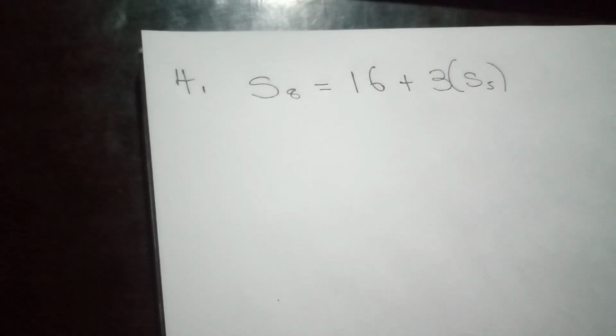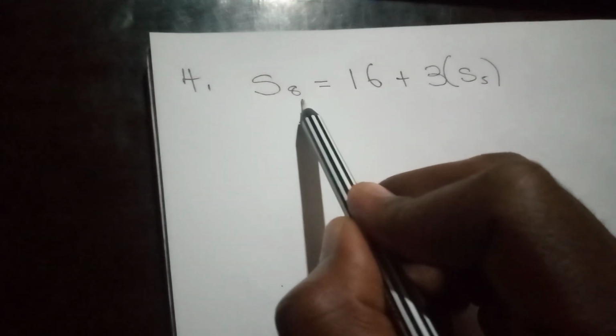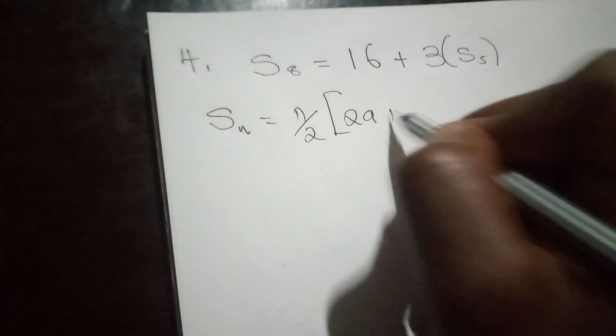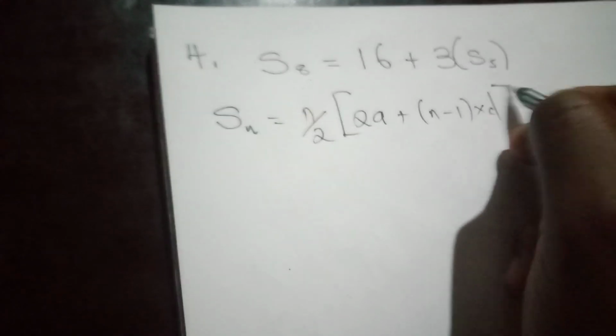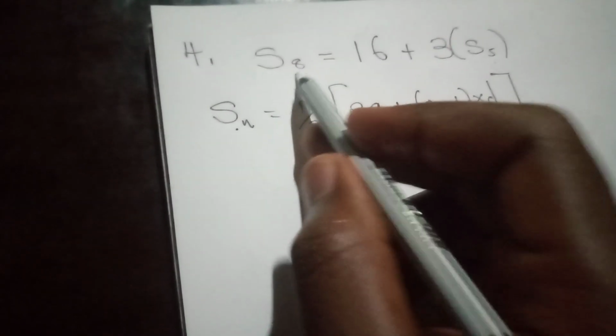Now for me to find the relationship between the first term and the common difference, I have to find the sum of 8 terms using the formula for AP, and also the sum of 5 terms using the formula for AP. We know that the sum of an AP is calculated by n over 2, open brackets, 2 times the first term plus n minus 1 times the common difference. So this is the general formula. I'll start by calculating the sum of 8 terms.